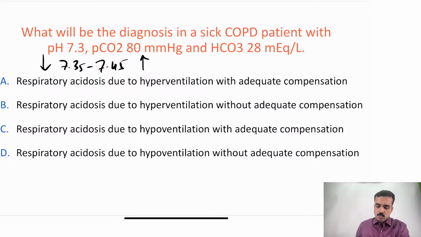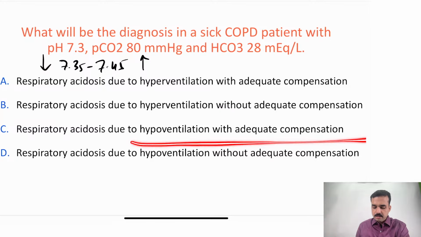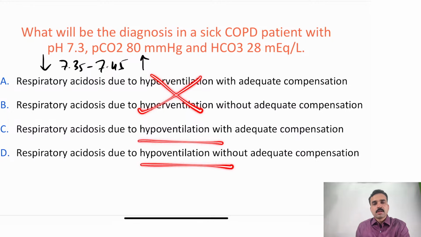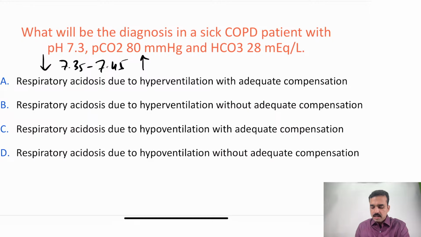Correct? Now, to check whether it's due to hyperventilation with adequate compensation or hypoventilation with adequate compensation, and the various combinations. Is there hyperventilation to begin with? No, because if there was hyperventilation, it would lead to CO2 washout, CO2 levels reducing. CO2 levels are high, so definitely not these two. It's hypoventilation for sure. After that, you need to check bicarbonate levels as well as the pH. The first thing you look for is the pH, to check if there is adequate compensation or not. If there is adequate compensation, the pH should have normalized. But here the pH is 7.3.